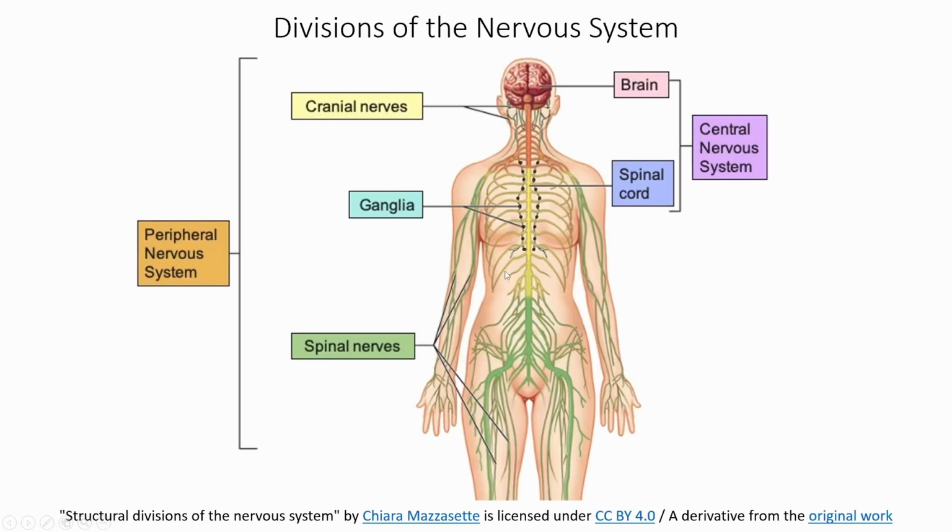And so if we look at our divisions, here we have our central nervous system, brain and spinal cord, easy peasy. Here we have our peripheral, we have the spinal nerves, which are shown all over the place here. Cranial nerves, which are going up around in the face. And then here's some of those ganglia right here.